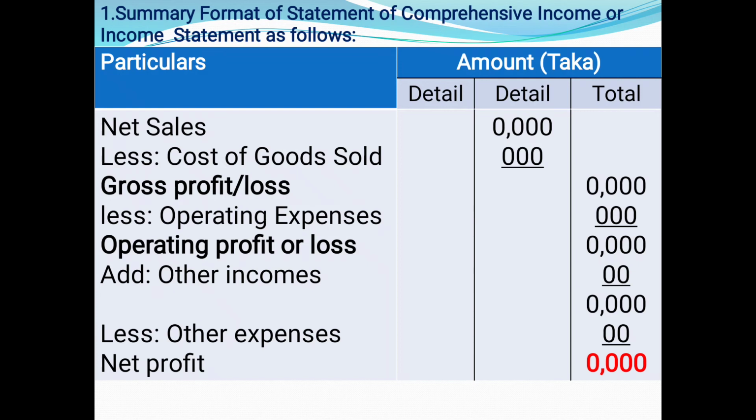After finding out the operating profit or loss, add other incomes, that is non-operating income of the business, and then less other expenses, that is non-operating expenses, to be deducted. And then we can get the net profit amount for any business. Dear students, I think you have written the summary format of income statement.